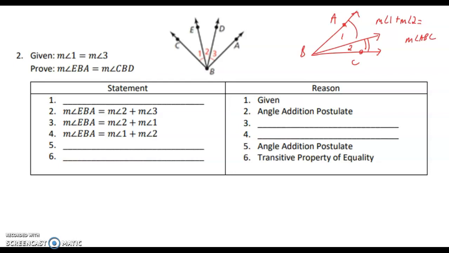All right, let's look at our proof. Line 1 says given. This is your given, and it's always what we start with. So the measure of angle 1 equals the measure of angle 3. They're telling us that statement.